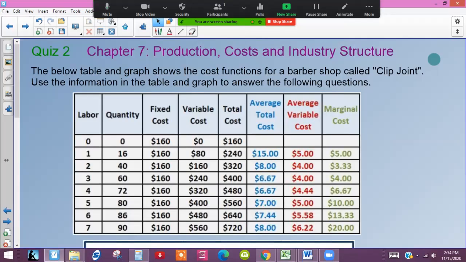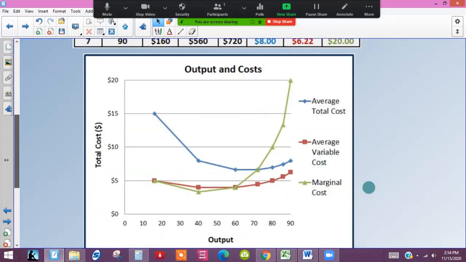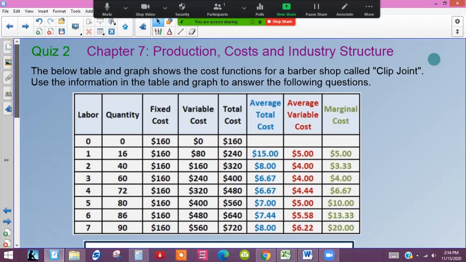We are looking at your second problem on your quiz, or one very similar to the one you're going to get. This is from chapter 7, production cost and industry structure. So we have a table and a graph on here that shows the cost functions for a barbershop called Clip Joint. And we're going to use the information in the table and in the graph to answer the following questions.